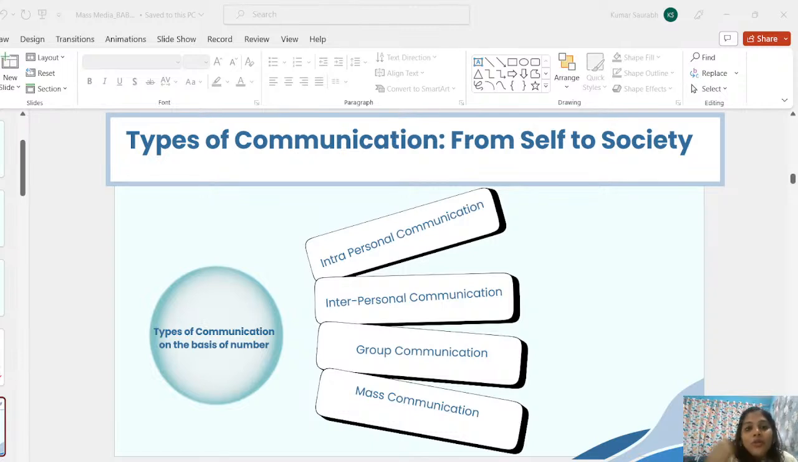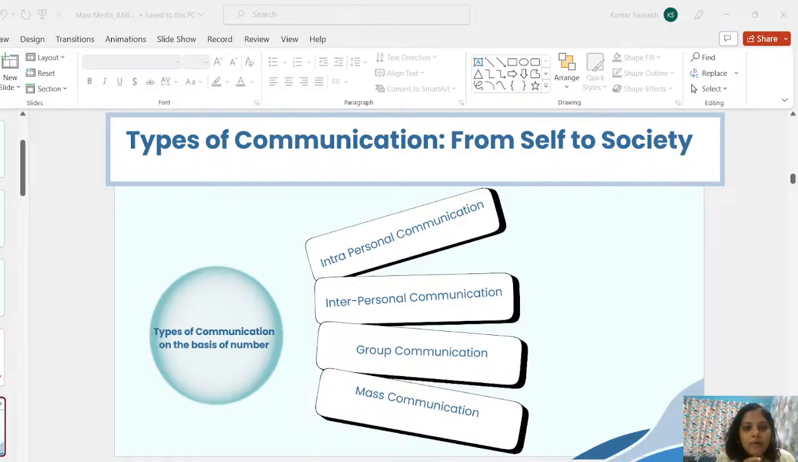Very important again. This is called the types of communication, on the basis of the number of persons. There are different types of communication, and they depend on different categories. This category belongs to the number of persons involved in a communication. Then we'll talk about types of communication on the basis of gestures and expressions. Any questions so far? You could just comment. I'm live. I can take your questions live and answer them.